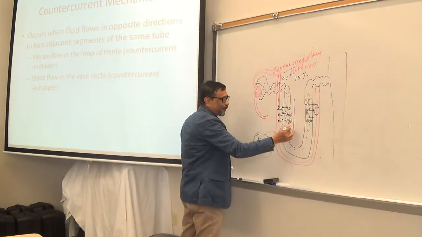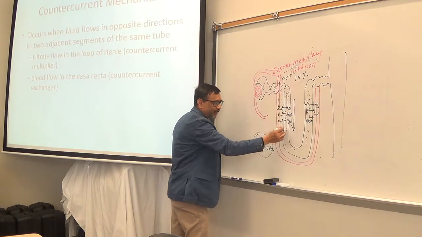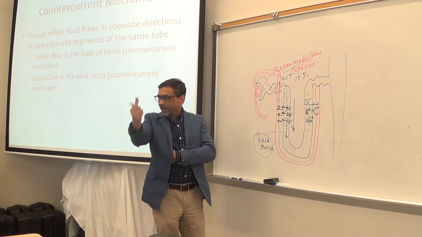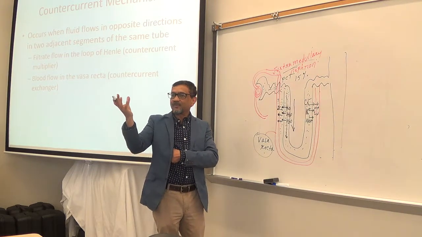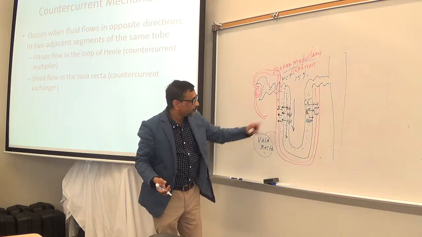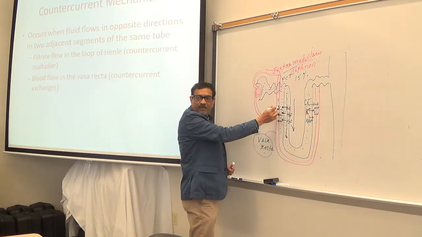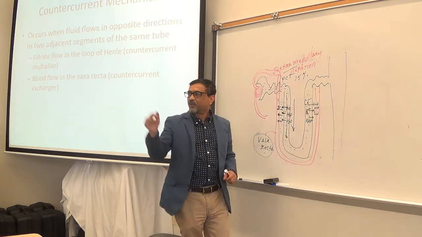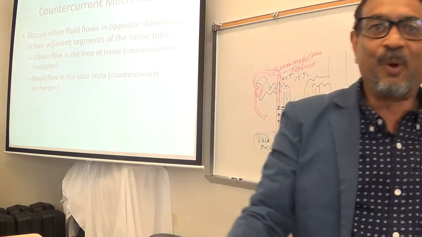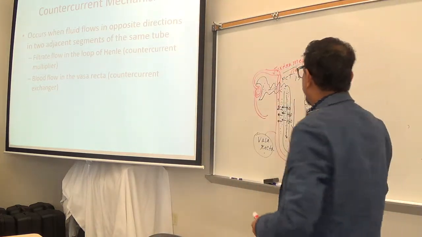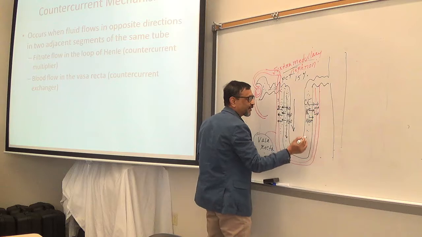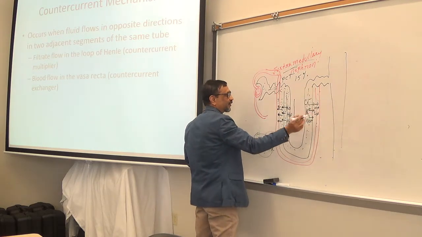Now you tell me, when the fluid is going down this way, the concentration is going what? Up. Concentration is going up, but the volume is going down. Make sense? And in the blood, it's opposite, because water is getting into the blood. So concentration is going down and volume is going up. Same thing here, okay? As the fluid is going up, concentration is going down, but in the blood, concentration is going up, okay?